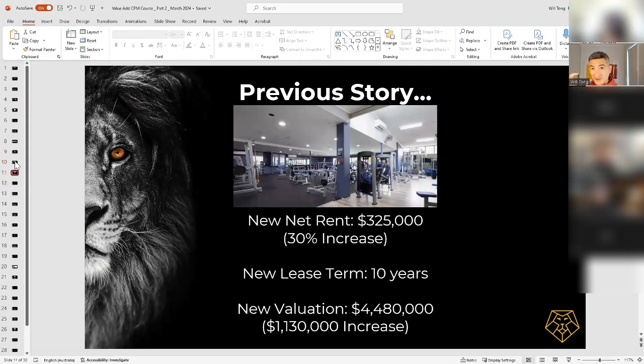And because of the increase in rent and the extension of the lease, a new valuation was done at just under $4.5 million. So that's about $1.1 million valuation uplift. And the great thing about rental reversion strategies is that it doesn't require necessarily any construction, any DA. It's probably the one, out of the 5 strategies we're going to cover, with the lowest risk.